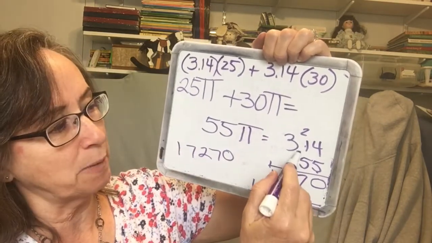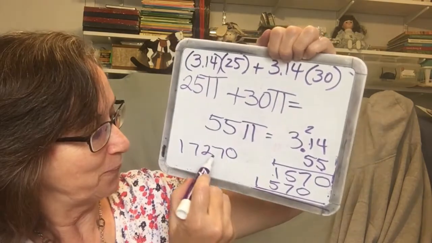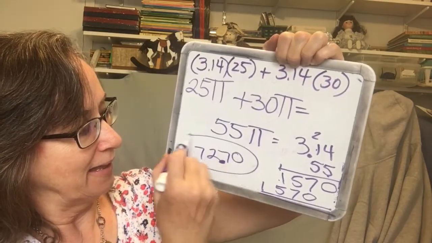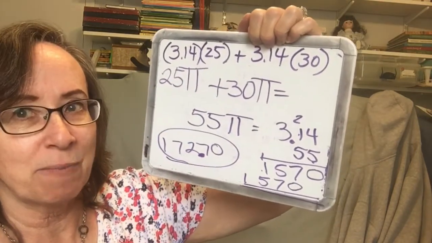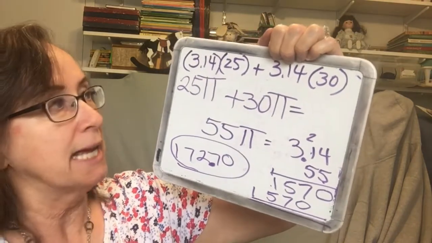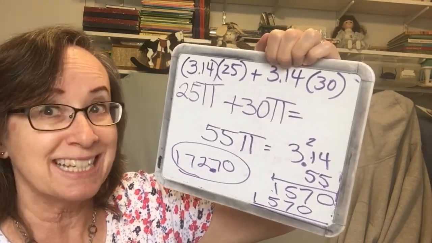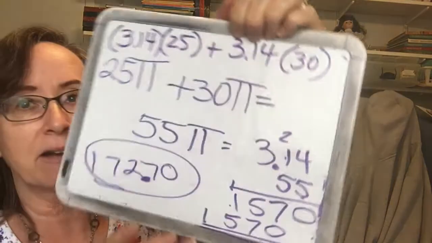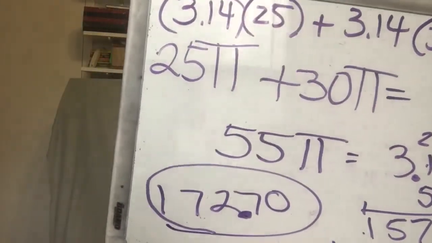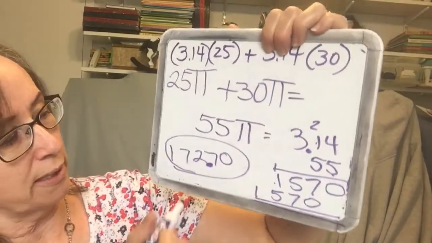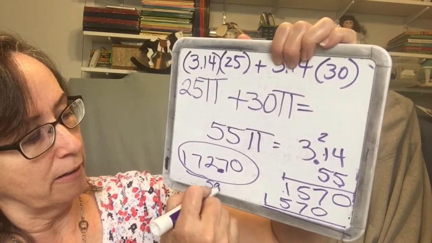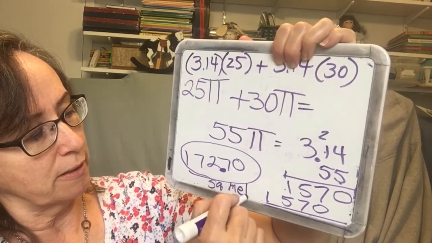And how many decimal places? 2. So there is my total surface area. Since it is surface area, it is in square units. And our units for this problem were meters. So we're going to say square meters.